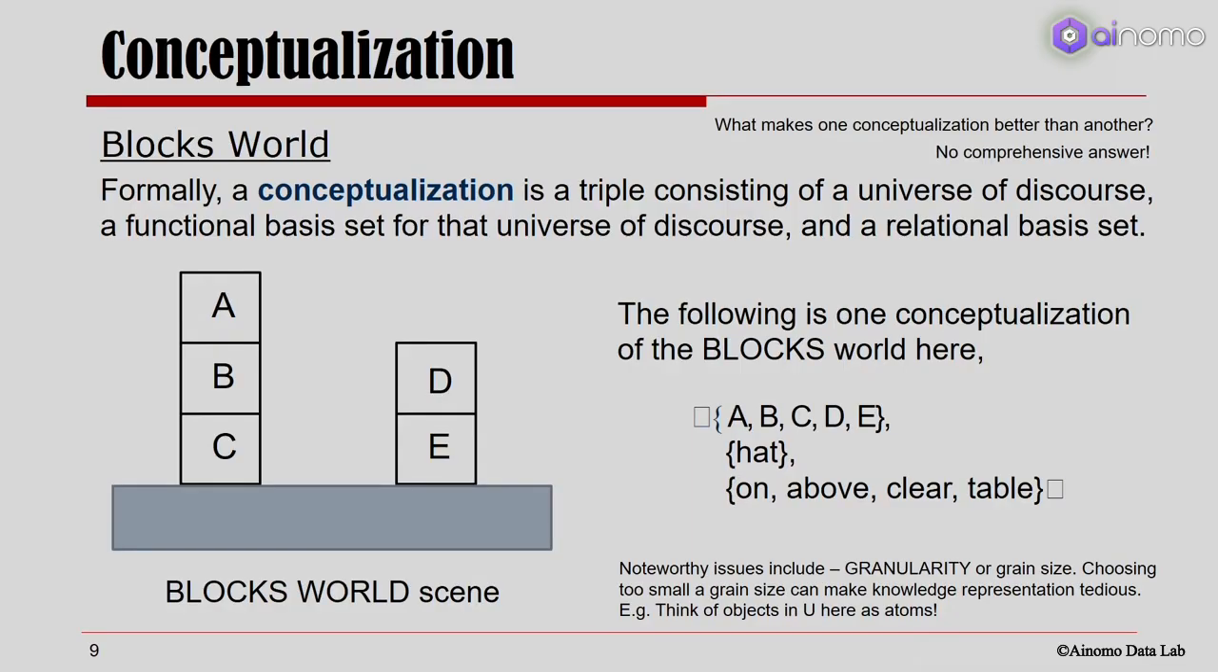Choosing too small a grain size can make knowledge representation tedious. Like here in the blocks world, if you think of objects in the universe of discourse in terms of atoms, you would see that you would have a huge number of elements to deal with when the only task is about stacking one on top of the other. And therefore, looking at them as blocks would suffice. However, if we were thinking of looking at the chemical properties of these blocks, then the grain size that we have considered of the objects as blocks would be too large a grain size, and knowledge representation would be impossible.